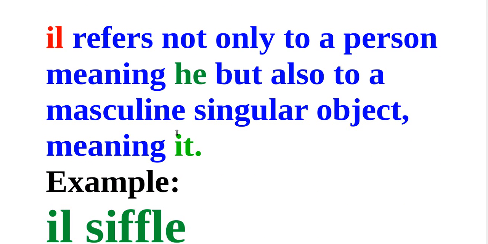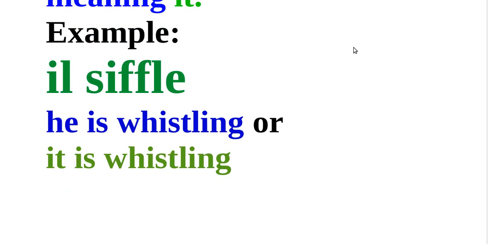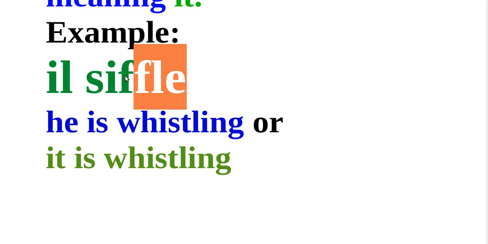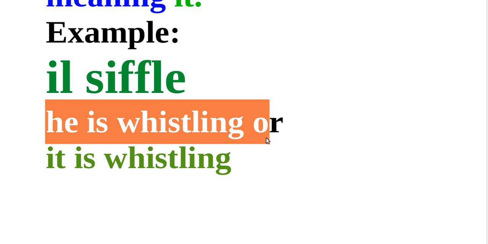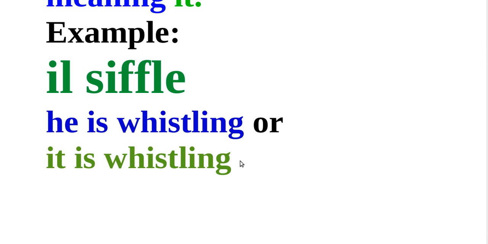Next is il. Il refers not only to a person but also to a thing. For example, you can say il siffle. Il siffle. It can either mean he is whistling or it is whistling.